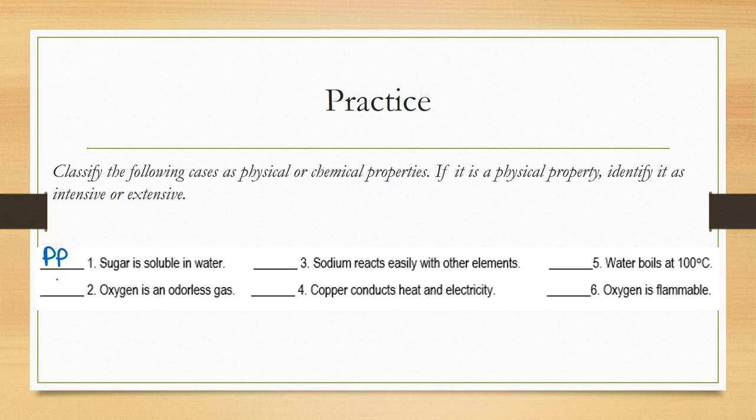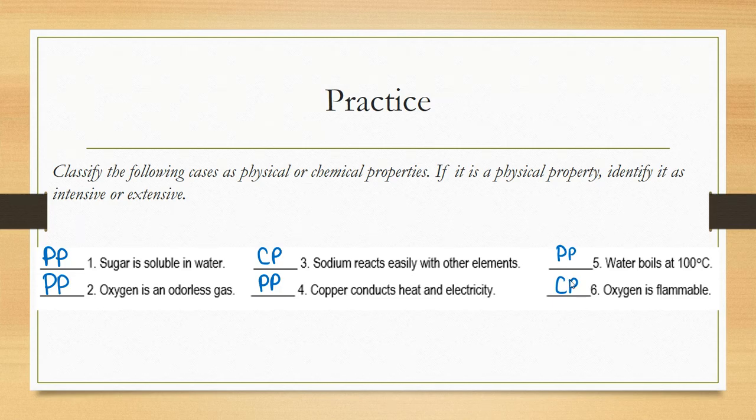Oxygen is an odorless gas, so we're describing a property about it, and so that's physical. Sodium reacts easily with other elements, so we're describing how it can chemically behave, so that's a chemical property. Conducting heat and electricity is a physical property. Water boiling at 100 degrees Celsius, that's a physical property. And finally, oxygen is flammable, so we're describing how it can behave to produce a change, and that's a chemical property.